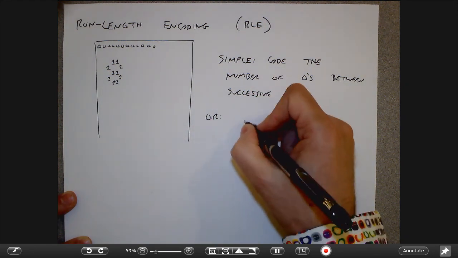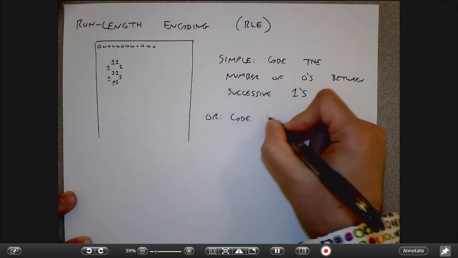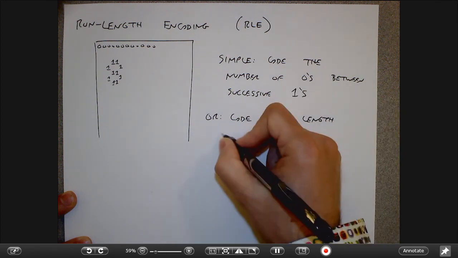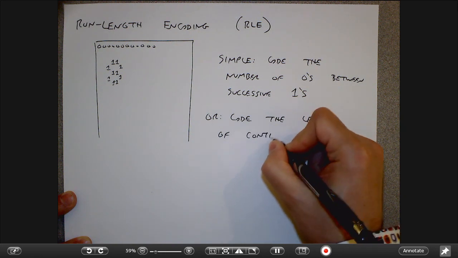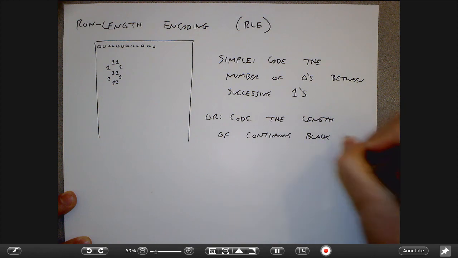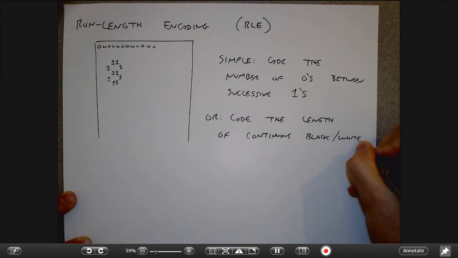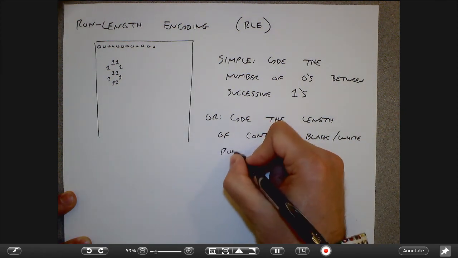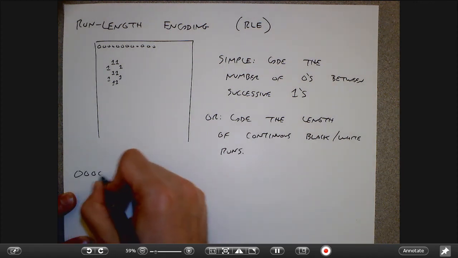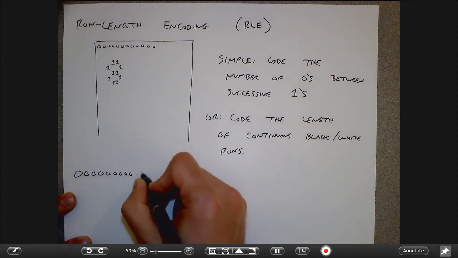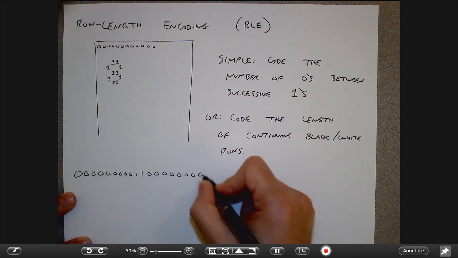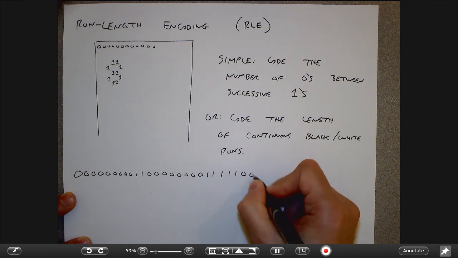Or, kind of an alternate, is that I can code the length of continuous black-white, I guess 0, 1 runs. Right? So to be concrete about this last one, suppose this is my message, then I have some ink, then I have some other stuff like this.